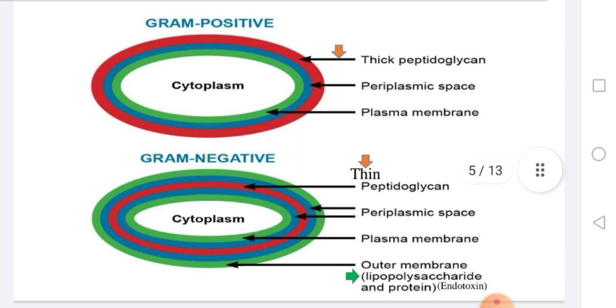Look down in gram negative, the outer membrane, the green arrow. This is the lipopolysaccharide plus protein, endotoxin. This is a virulence factor. It is found in gram negative but absent in gram positive.